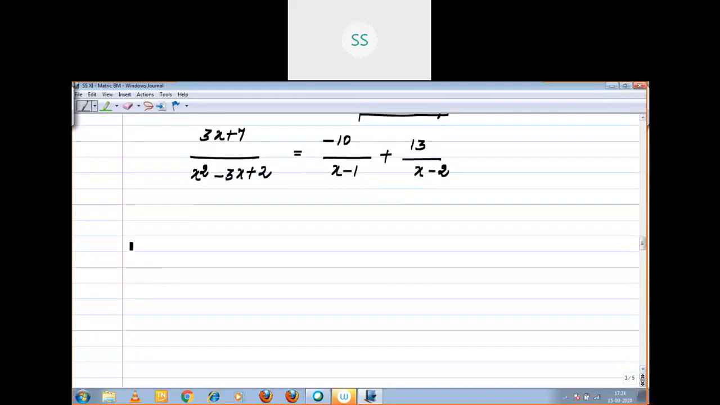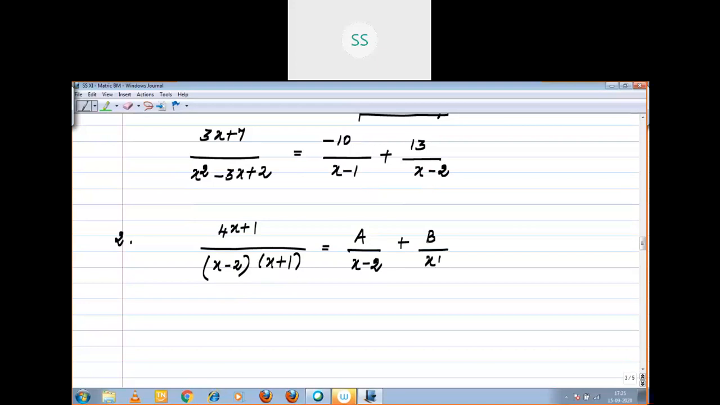Listen carefully, children. Question number 2. What is given, you see: (4x + 1) divided by (x − 2)(x + 1). Here the denominator is a non-repeated linear factor, so I can write A by (x − 2) plus B by (x + 1). Right? Say yes or no, children?